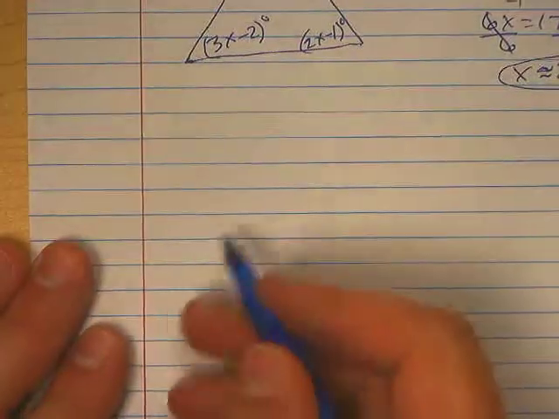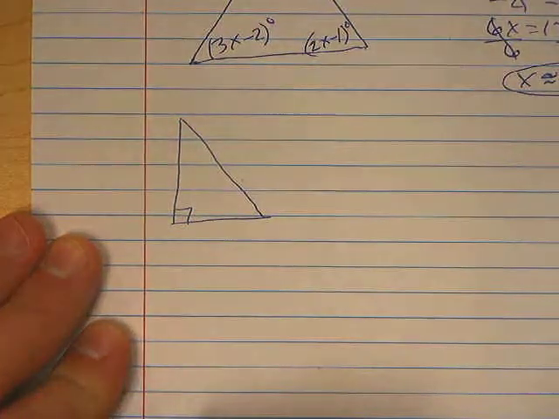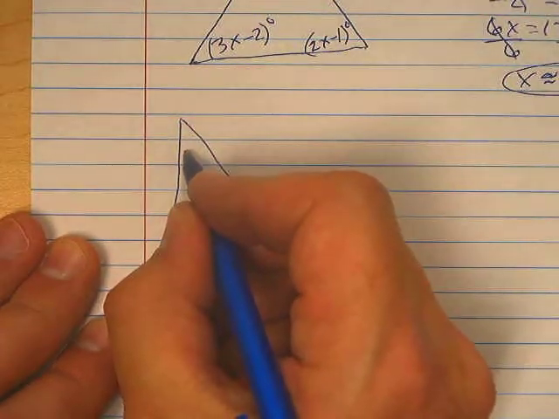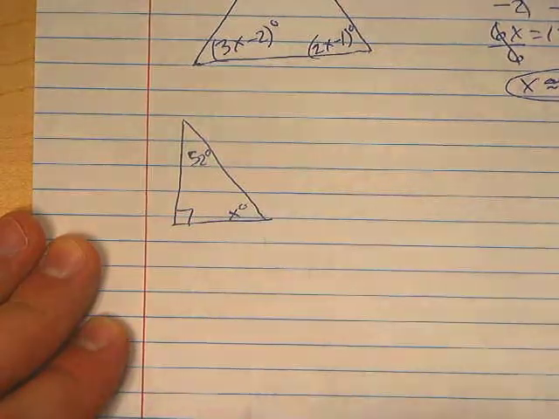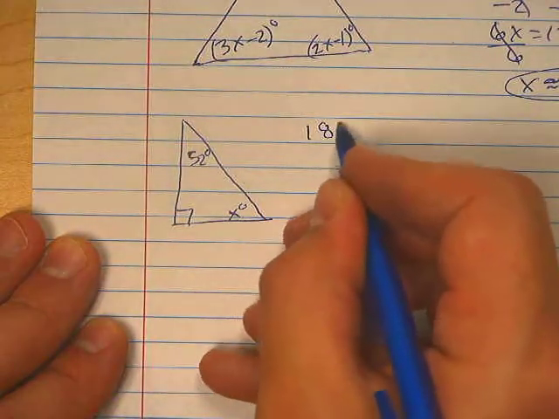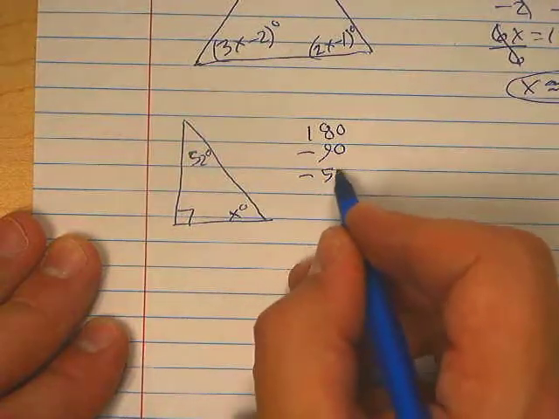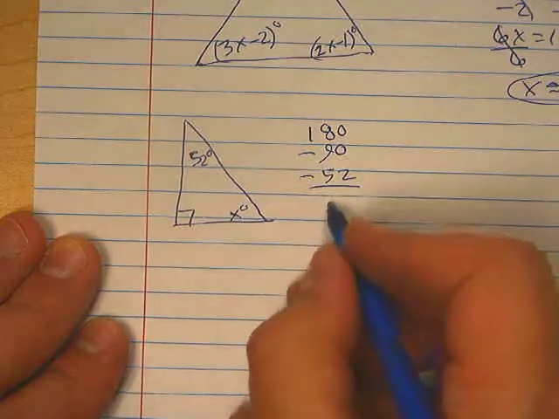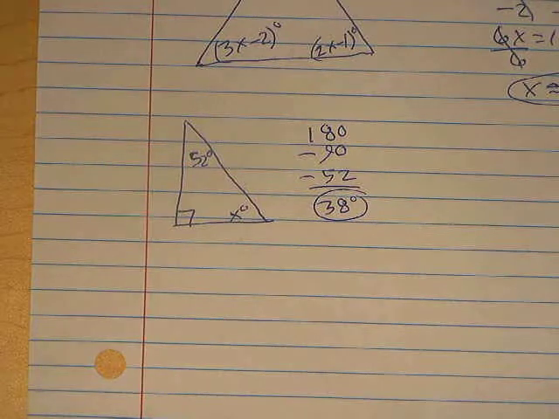Next, let's say I have a right triangle. These don't have to be perfect, just look at the measurements. Let's say this is 52 degrees up here, and this is x, and I want to figure out what the missing angle is here. Well, I know there are 180 degrees in a triangle. Subtract the 90, and I have 90 degrees left over. Subtract the 52, and I figure out what this angle is. This is going to be 38 degrees. Next.